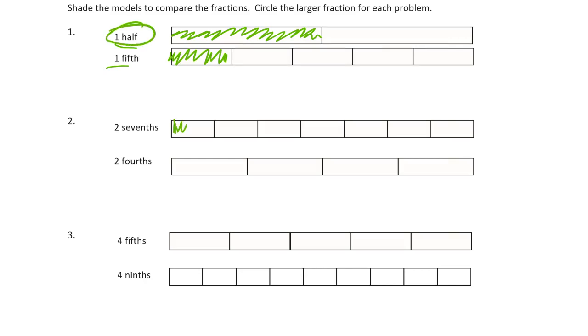2/7. Sevenths are very difficult to draw by hand, but they've given that for us, so we can just fill in two of the parts. 2/7. And the fourths here, there's four equal parts, and I'm going to shade in two of those. And of course, 2/4 is the same as a half. And you can see that that is more than the sevenths.